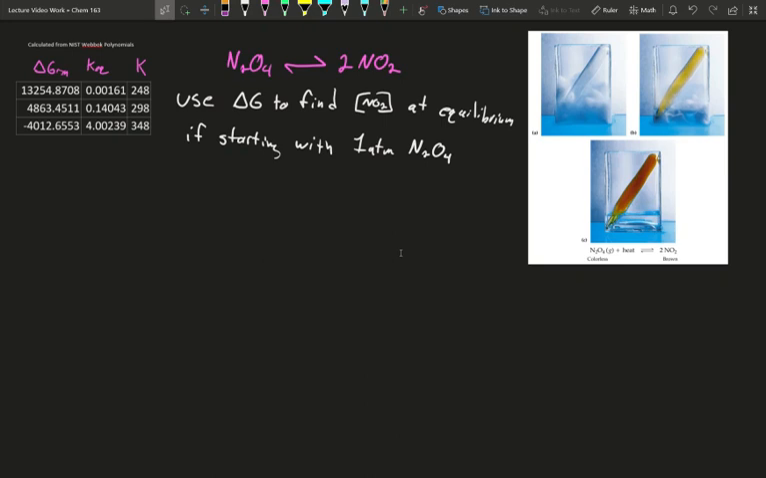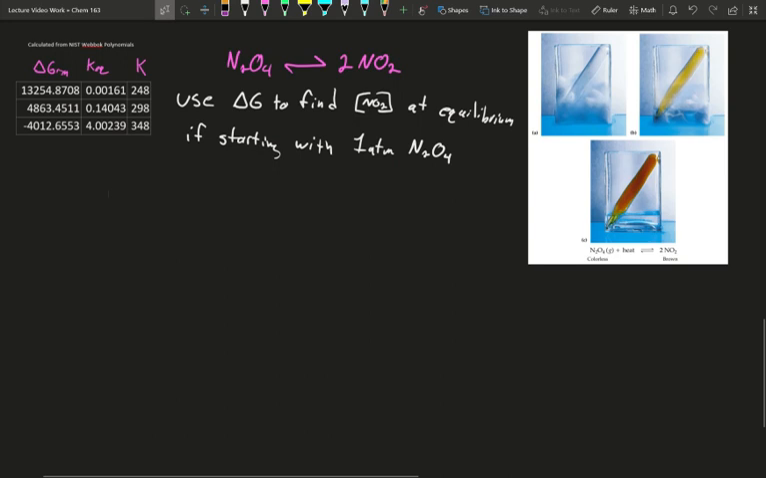In this video, we're going to look at the equilibrium's temperature dependence on the decomposition of dinitrogen tetroxide into two nitrogen dioxides. On the right, we'll see this kind of standard stock image. If you have a tube filled with N2O4 and it's colder, it's clear. N2O4 is a clear, colorless gas.